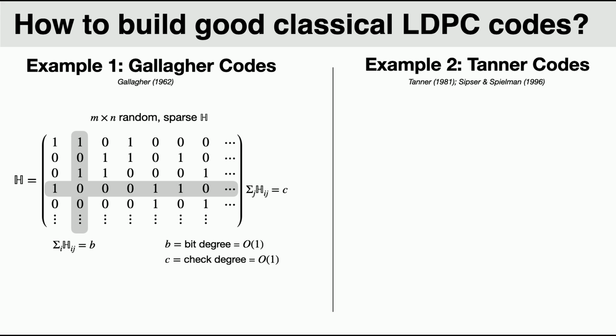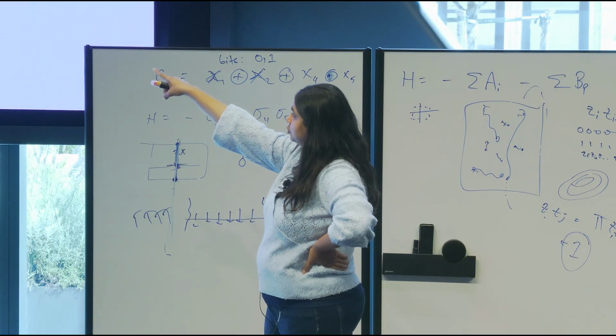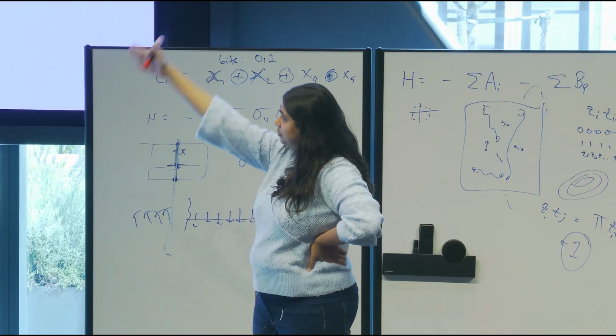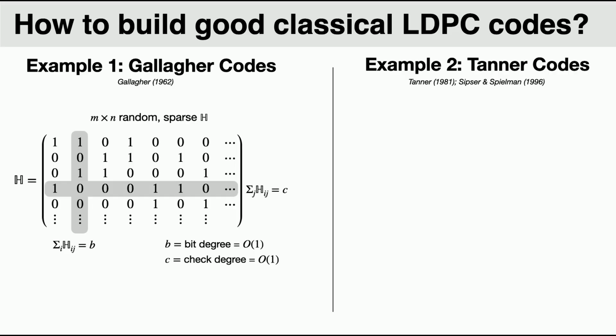It basically says to take an m by n random sparse parity check Hamiltonian. Okay? So it basically says each check should act on C bits, where C is finite. So the sum of ones in the row should be C. It says each bit should be acted on by B checks, or each bit should be part of B checks. So the sum of every column is B. B and C are both order 1. Other than that, the matrix is sparse and it's random.